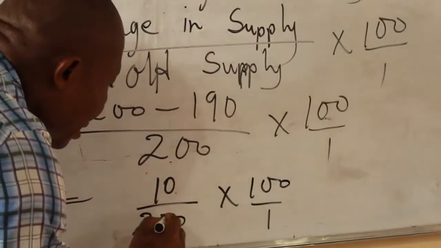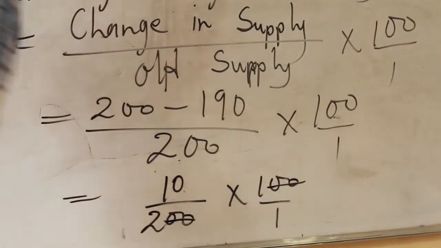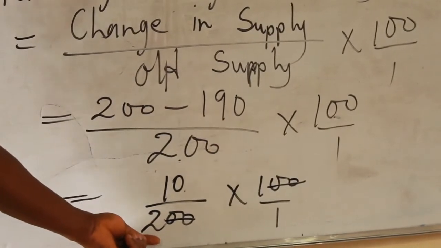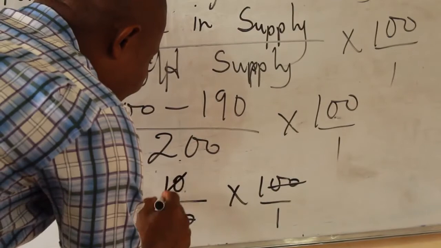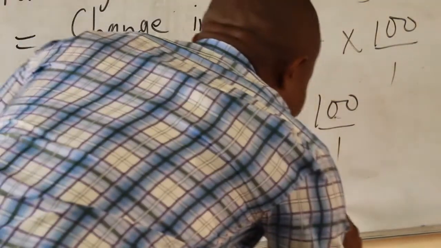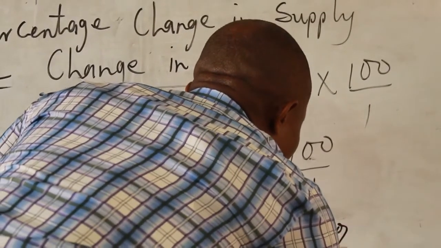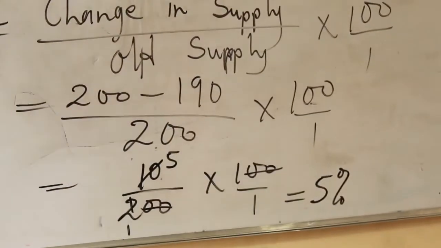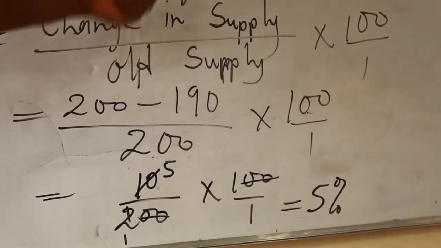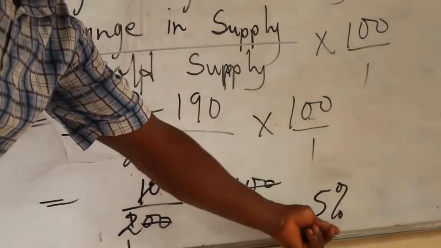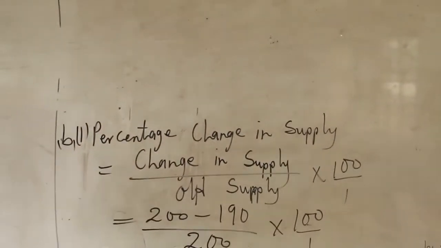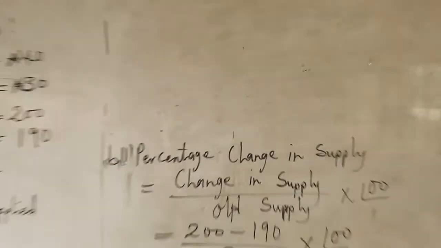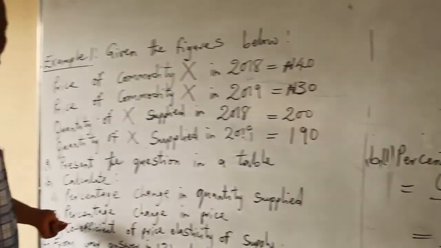And here, 0 can cancel the 0. And we'll now have 2 dividing 10. 2 divide 2, 1. 2 divide 10, 5. And the answer will now be 5%. Now we can see that the percentage change in supply is 5%. That is our B1.